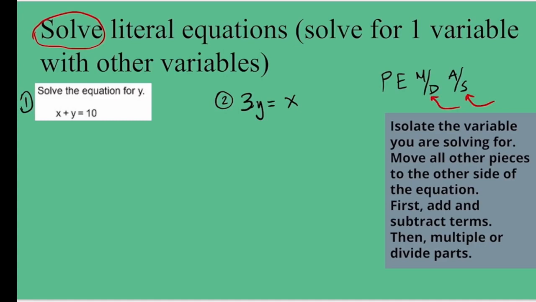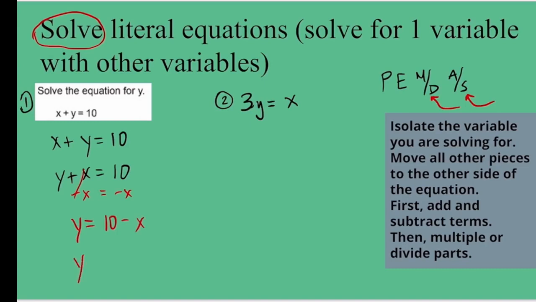So for the first question, solve the equation for y, and you have x plus y equals 10. I can rewrite this if I wanted to. That's the same thing as y plus x equals 10. So if I'm adding x, I would need to subtract the x to get rid of that. And y would equal 10 minus x.